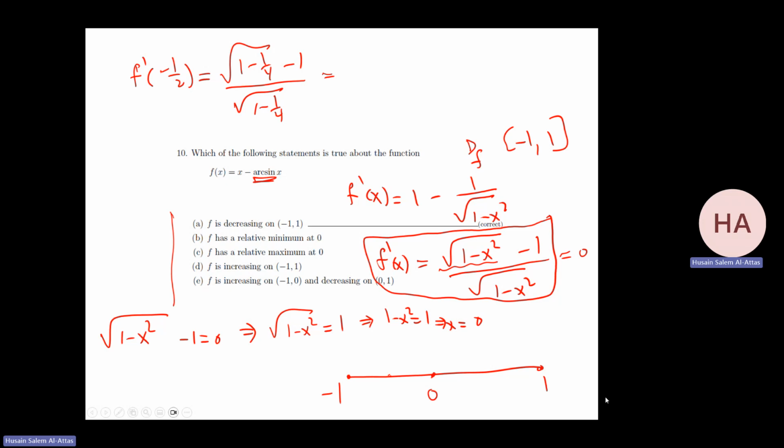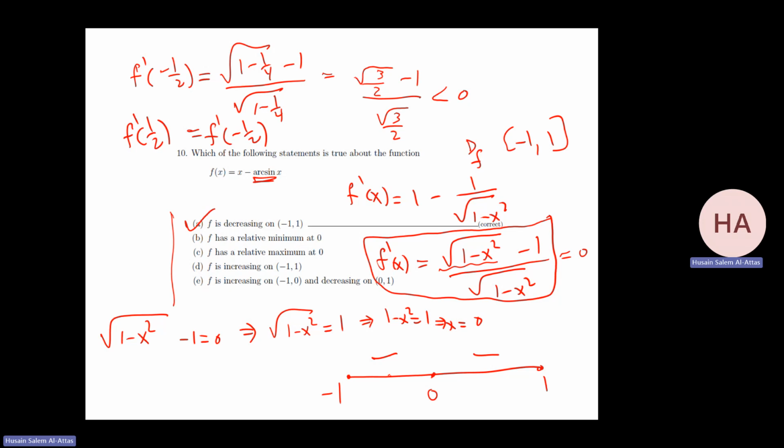This is square root 3 over 4, 3 over 2, minus 1, 3 over 2. So it's negative. So this is negative, and the same thing for half. F prime at half, since I'm using x squared, is the same as f prime at minus half. So it's also negative. So the function is decreasing from minus infinity, minus 1 to 1, correct.